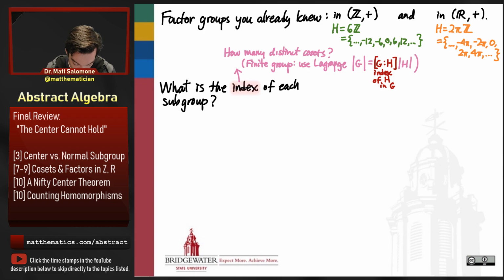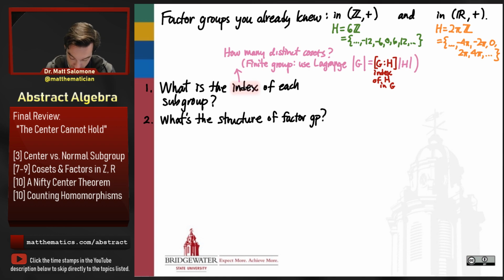So that's one question I want to ask. And the second question is, what can we say, if anything, about the structure? What's the structure of the factor group? What are the factor group elements? What are those elements really doing? And by factor group, of course, I mean G mod H, right? So those are the two questions that I want to kind of explore together.